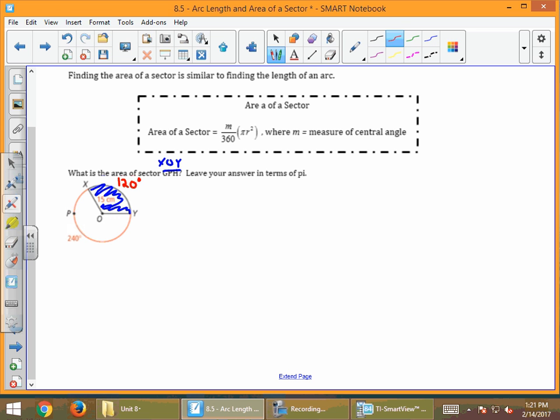We want to find that piece. So we're going to take 120, divide by 360. And since we're finding the area of the sector, we're going to multiply by the area formula. Makes sense. If I didn't have this arc measure over 360, that's just finding the area of the whole circle. This just tells me to find a certain piece of it. In this case, this blue piece.